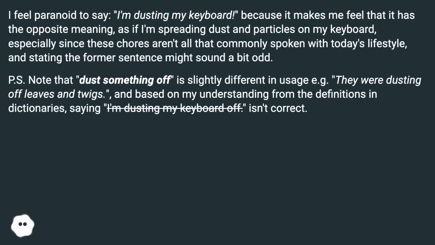I feel paranoid to say, "I'm dusting my keyboard," because it makes me feel that it has the opposite meaning, as if I'm spreading dust and particles on my keyboard, especially since these chores aren't all that commonly spoken about with today's lifestyle, and stating the former sentence might sound a bit odd. PS: note that "dust something off" is slightly different in usage, e.g., "they were dusting off leaves and twigs," and based on my understanding from the definitions in dictionaries, saying that isn't correct.